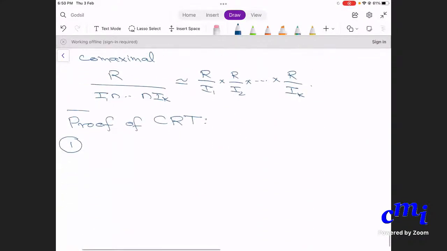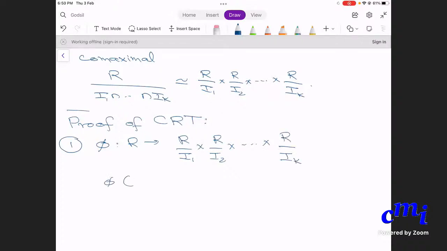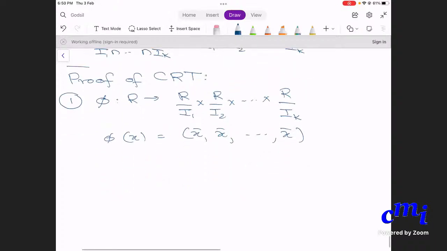So where does phi go from? Phi goes from R to R mod I1 cross R mod I2 cross up to R mod Ik. And what is phi? Phi of x is just x bar, x bar, x bar everywhere. So we want to calculate the kernel of phi. Kernel of phi, this is now a ring. These are ring maps. So the kernel is everything that goes to 0.